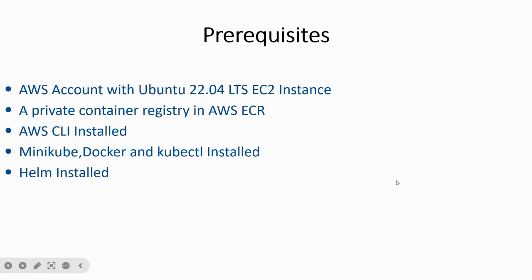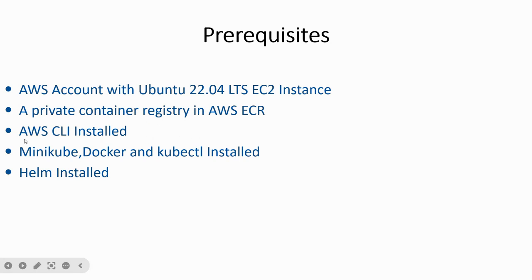Now let's see the prerequisites. First, you should have an AWS account with an Ubuntu 22.04, which is the latest LTS version of Ubuntu, EC2 instance up and running. Then you should have a private container registry in AWS ECR. Here you need to create a repository first, then you can push Docker images to the repository, and then you can use these images when deploying the container and when you are trying to pull the image in the Kubernetes cluster.